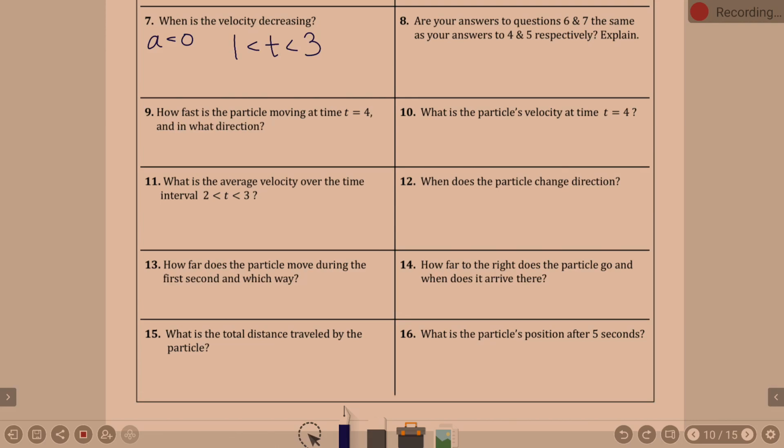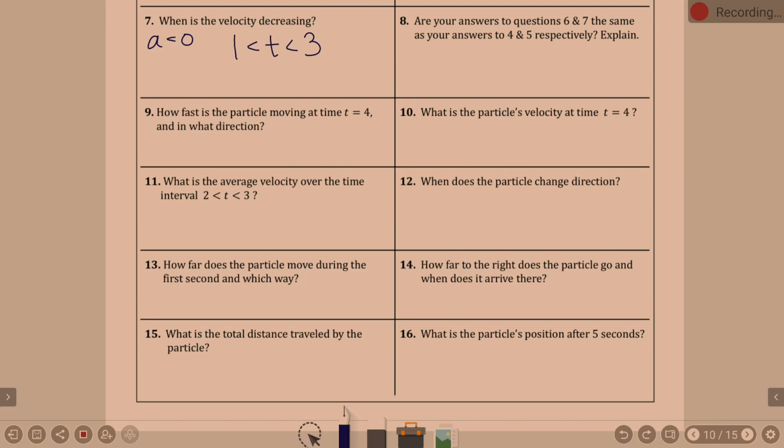Okay, I split this at a bad spot, I guess, but you have it in your notes in front of you, yes? Are the answers to 6 and 7 the same as your answers to 4 and 5, respectively? And then explain. No, they're not the same, because at 4 it's speeding up from 2 to 3, but velocity is increasing from 3 to 5. At 5, slowing down versus decreasing on 7. Again, not the same. There's some overlap, but not the same.